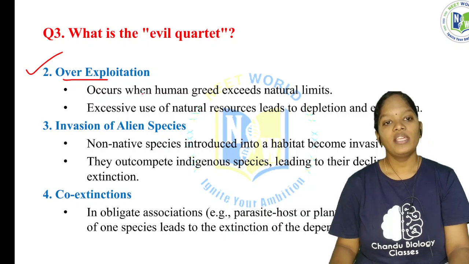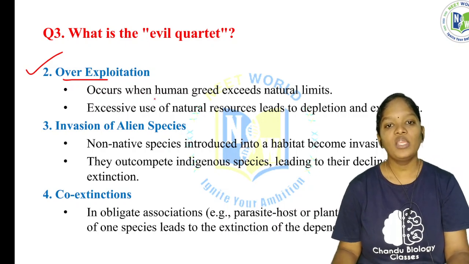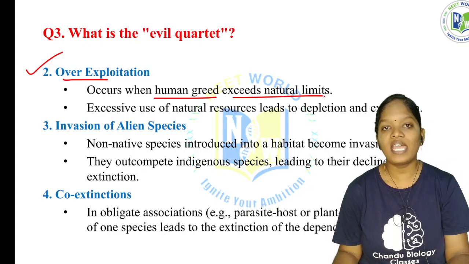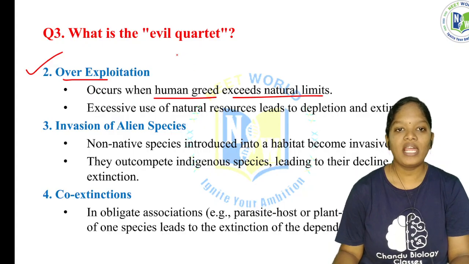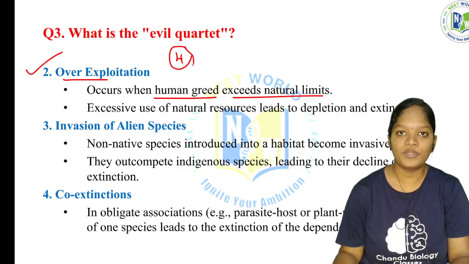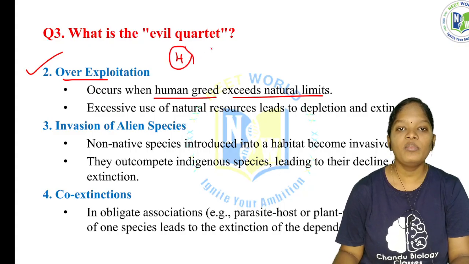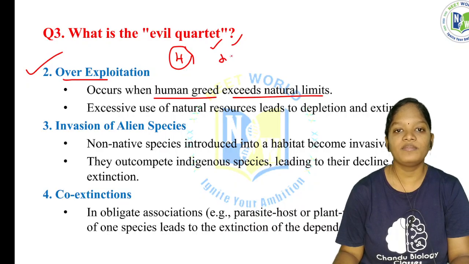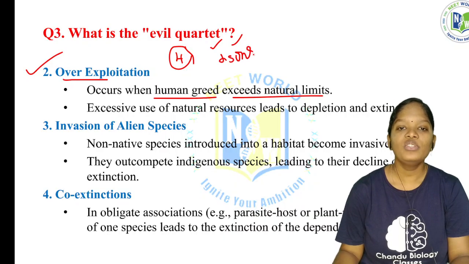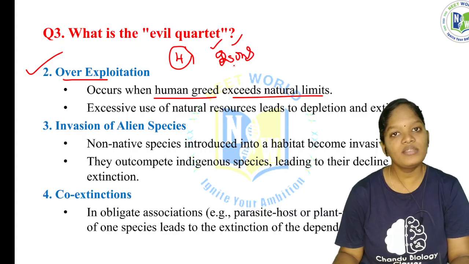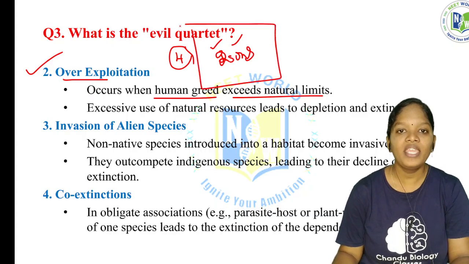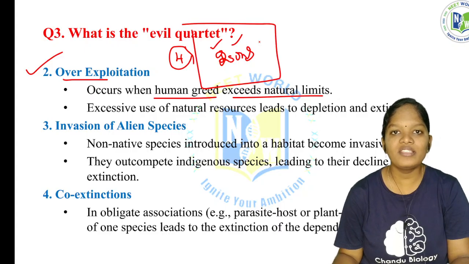What does overexploitation mean? It occurs when human greed exceeds the natural limits. See, for example, in a nuclear family there are four members: father, mother, and two sons. They can live in one house, and it will be sufficient for them.